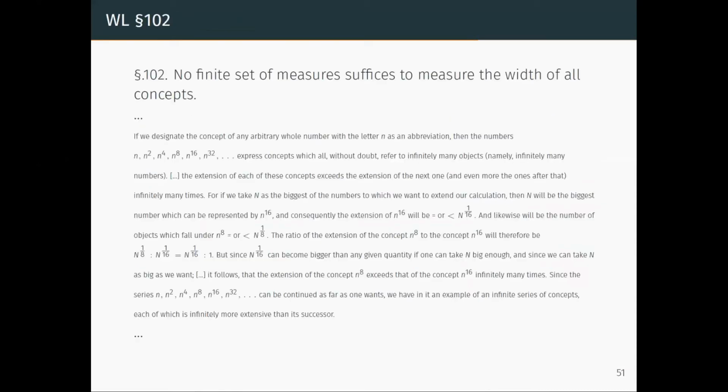The details are not important here, but the title of the section says that no finite set of measures suffices to measure the width of all concepts. Then he talks about the series in which the first term is the collection of all natural numbers, the second the collection of all squares, the third the collection of all fourth powers. He argues that the first term is infinitely bigger than the second term, and the second term is infinitely bigger than the third term. So he's clearly arguing for the part-whole principle.